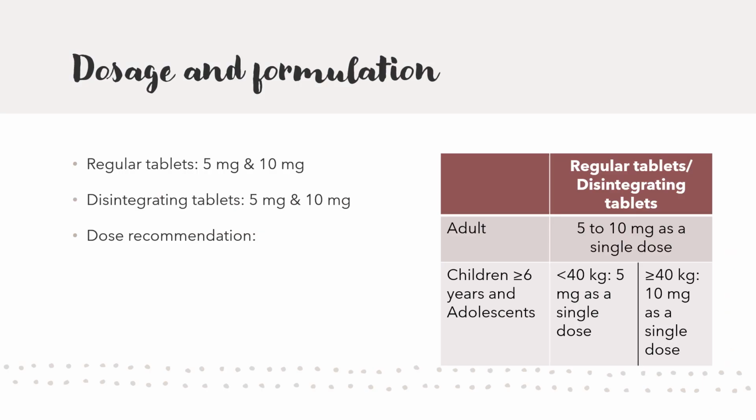Rizatriptan comes in two formulations, regular tablets and disintegrating tablets. They both have 5 mg tablets and 10 mg tablets. The dose recommendation in adults is 5 to 10 mg as a single dose. In children more than 6 years and adolescents, the dose will be 5 mg as a single dose if the patient is less than 40 kg, and the dose will be 10 mg as a single dose if the patient is more than 40 kg.